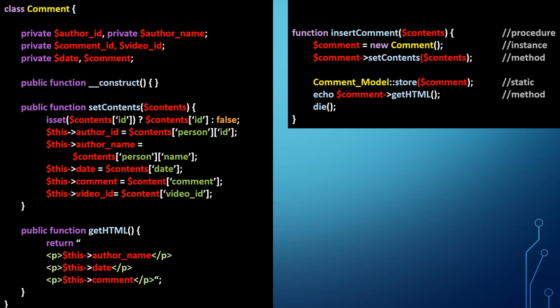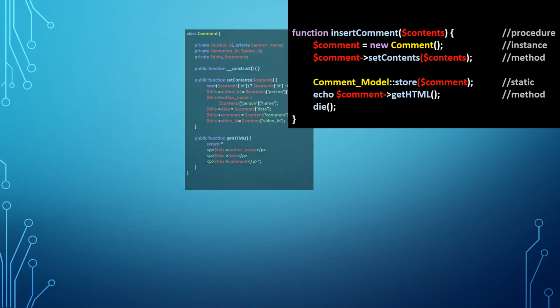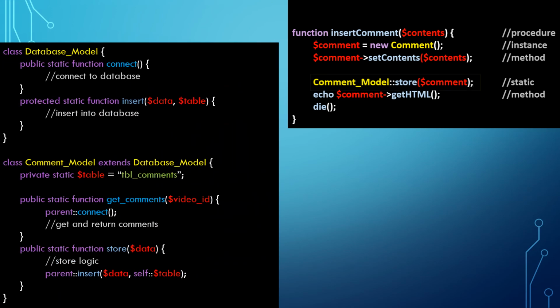Next, we learned about methods. Set contents is a method. Let's call it. What do we do inside though? We initialize all the variables that we need to store into the database. Then what do we do after that? We call a static method called store. Store does not have to be called by an object. Store can be called by itself.